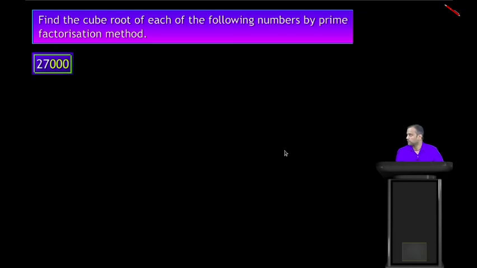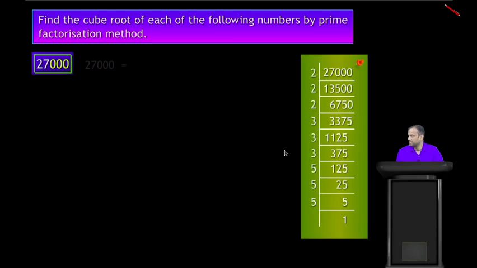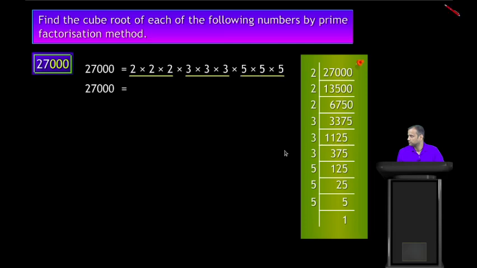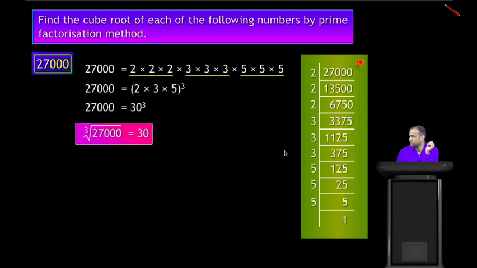Find the cube root of each of the following numbers again. So this is how we can find the cube root of this number. Now make the pair of 3 of each number, and then you will get 2, then 3, then 5. So 2 3s are 6, and 6 5s are 30. So it is 30 cube. So the cube root is 30.